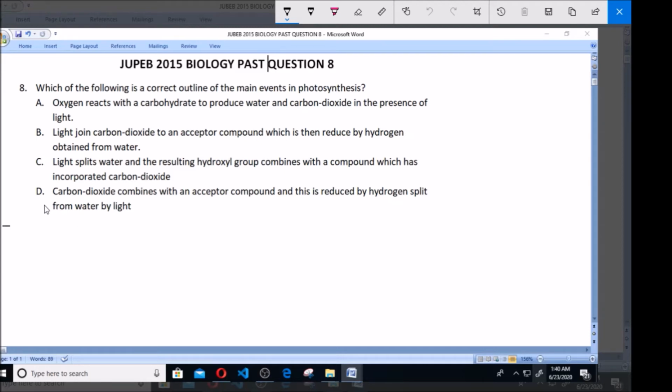So there you have the correct answer to be D. In photosynthesis, we have two major stages. We have the light stage and the dark stage.